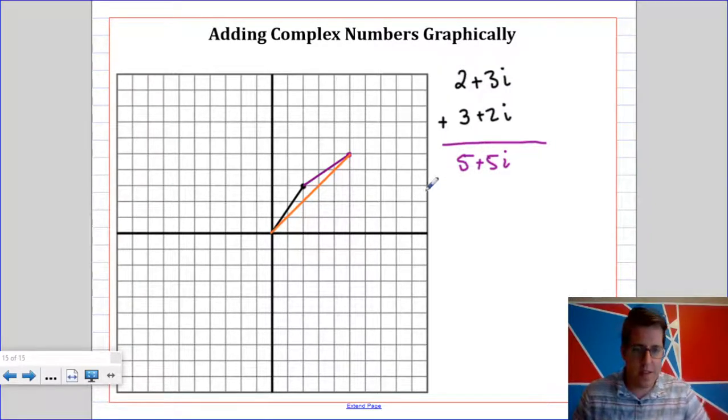Now this doesn't tell us anything that we didn't already know, but what it does tell us is a reason for this to work, which is something that we didn't necessarily have before. Now we have a reason why we add this way.